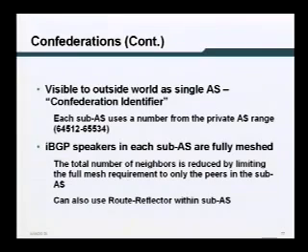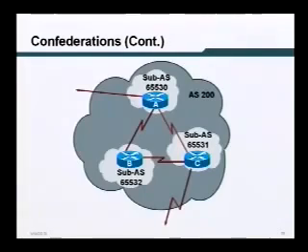The iBGP speakers in each sub-AS are fully meshed, or you can use a route reflector within the sub-AS. It's up to you. The total number of neighbors is reduced by limiting the full mesh requirement to only the peers in the sub-AS. So that's how we reduce the number of iBGP neighbors across the entire confederation. You're sort of chopping it up into smaller pieces. So the picture could look like that. AS200 is your network as it was.